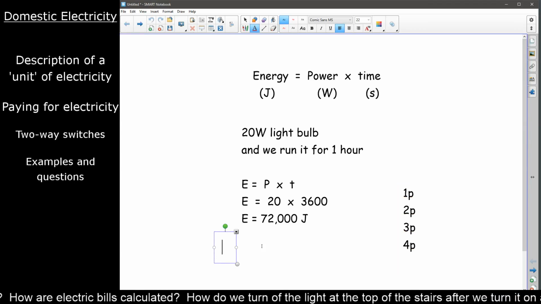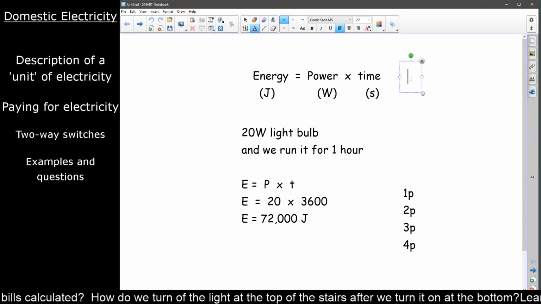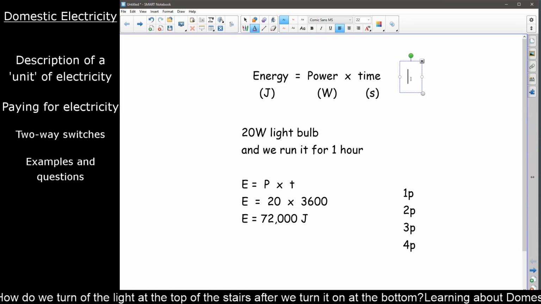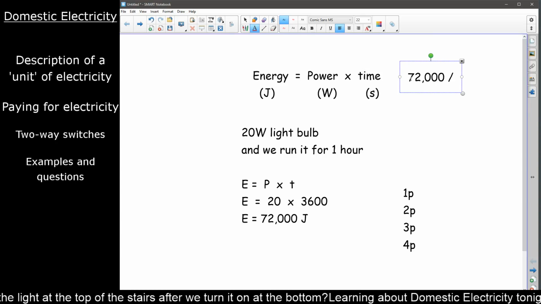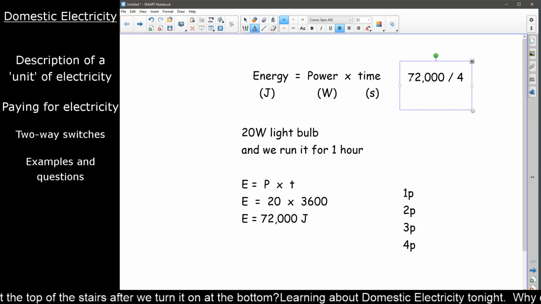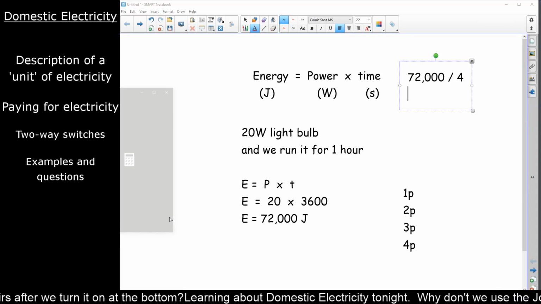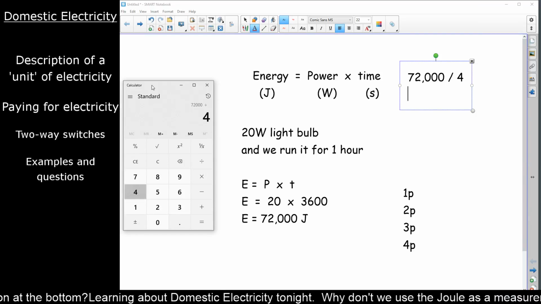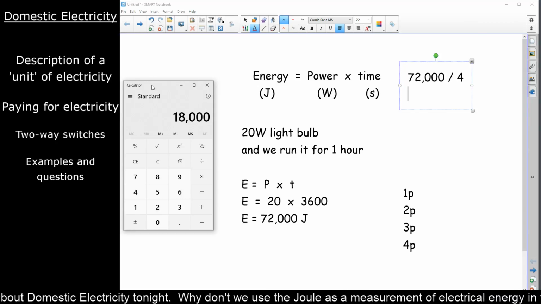Because if I told you, let's say I went for the absolute maximum of 4p for an hour, which is probably quite expensive, right? That would be 4 pence divided by, let's see how many joules. That would be 72,000 joules. Divide it by 4 to get the price per penny, or how many joules can I get for a penny? So again, we'll grab our calculator from the side here. 72,000 divided by 4. If I told you you were getting 18,000 joules for a penny, that sounds quite good.